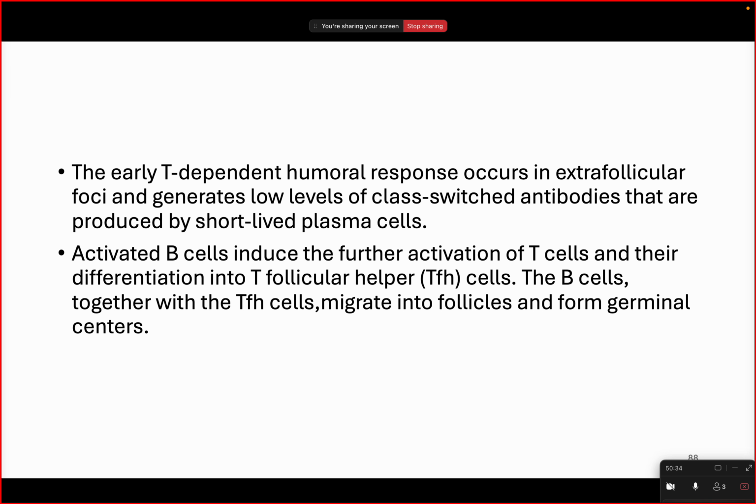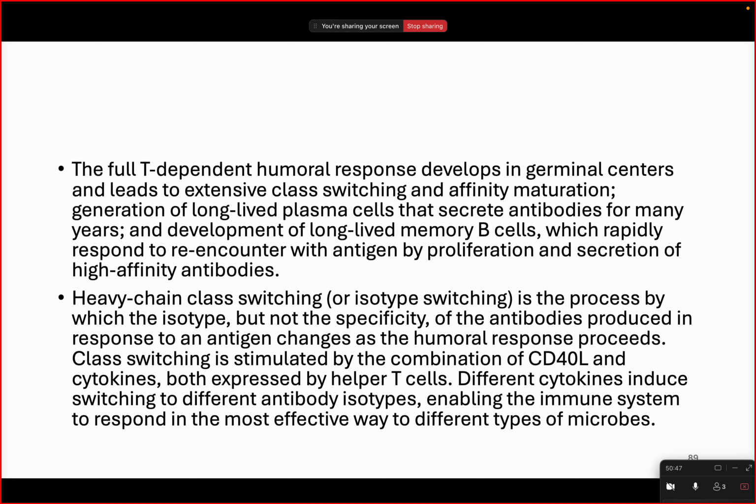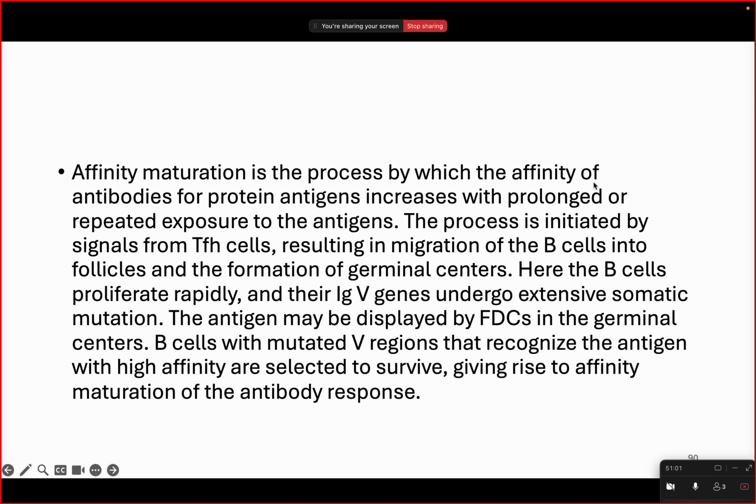With your information, you know that even the B cell will have multiple stages of activation. It will be double positive, double negative, positive, negative. So all those things are also there. The full T dependent humoral response develops in germinal centers and leads to extensive class switching and affinity maturation. So these are two important topics and you should be pretty clear about them.